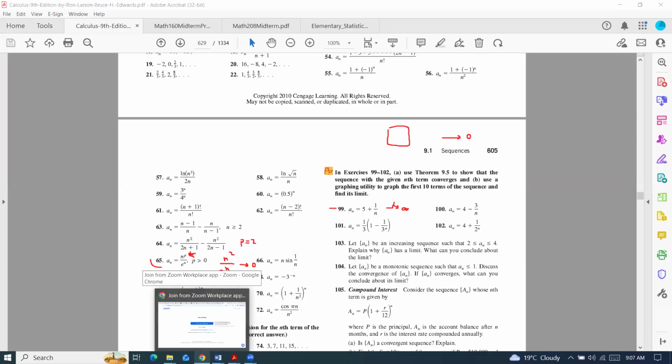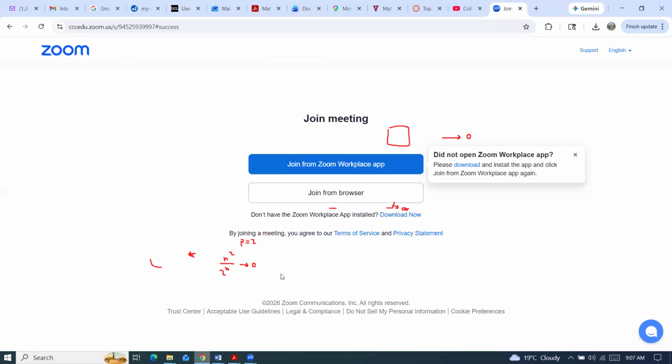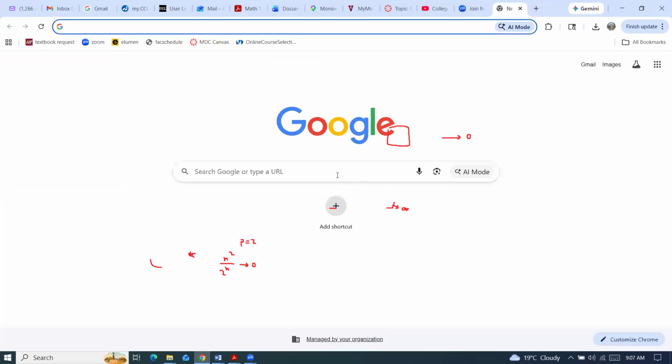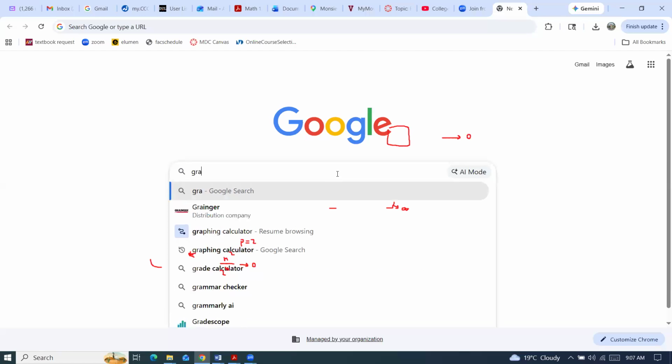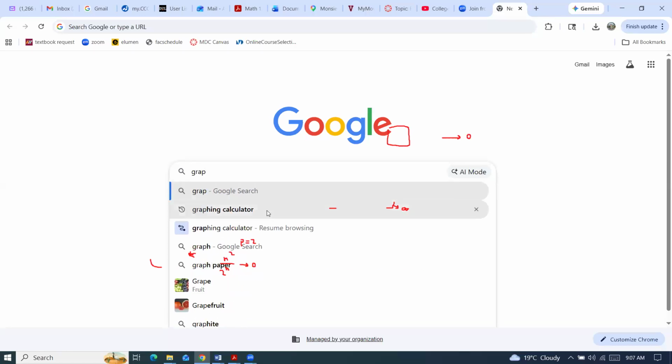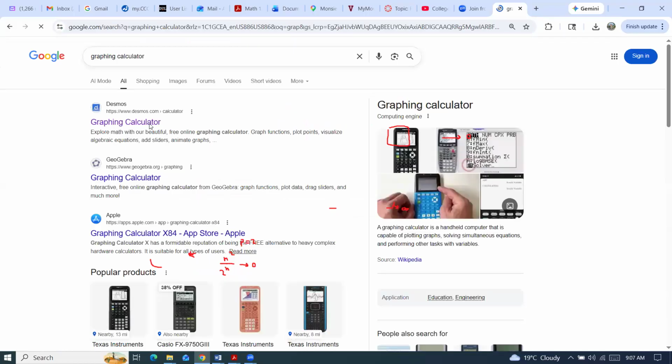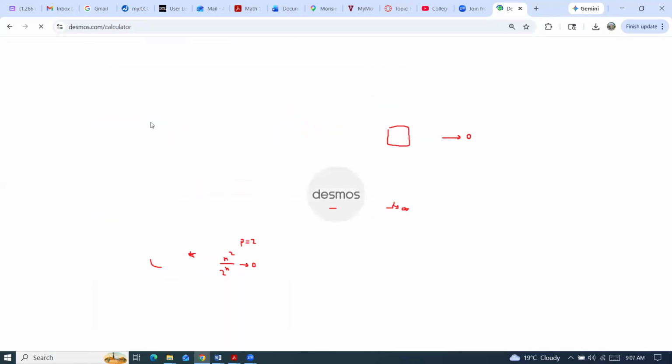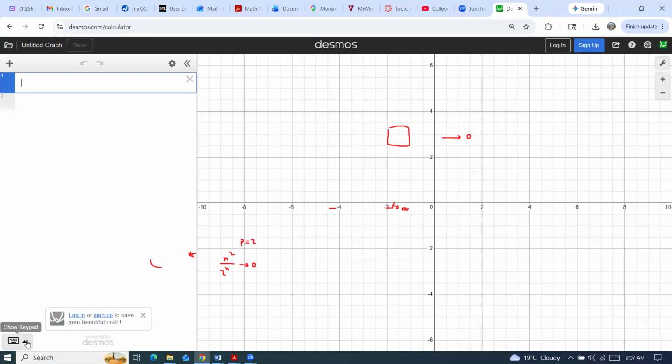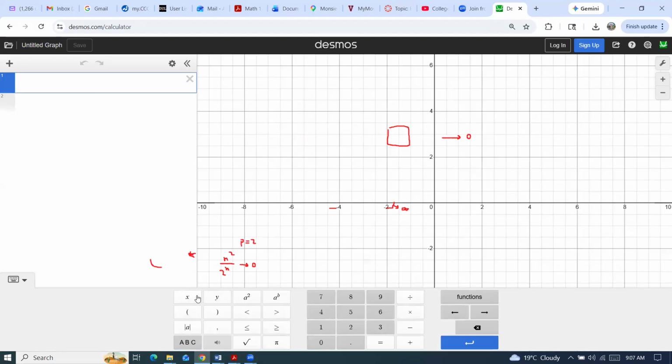So n to the p and e to the power of n. So if I look at the graphing calculator, let's find it. Graphing calculator is in here, and if I try to graph, let me just graph the previous example we did, that was x to the power of 2, or n to the power of 2, divided by 2 to the power of x, right?